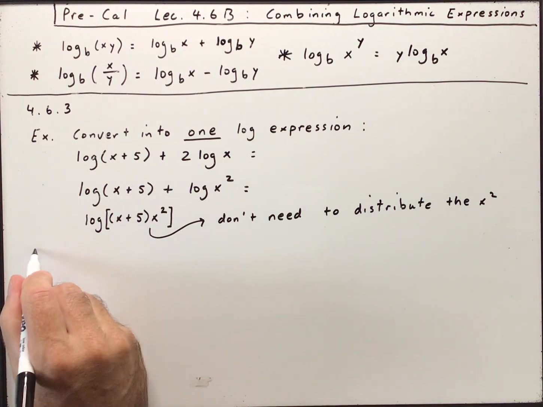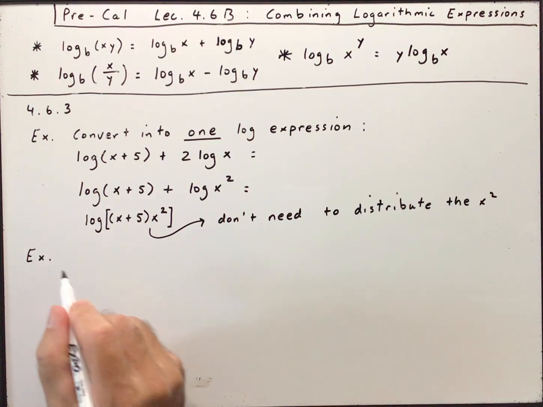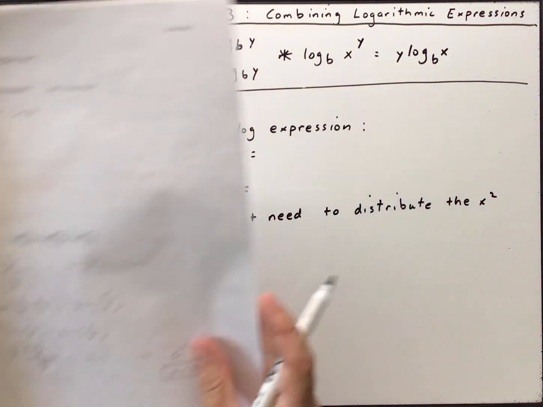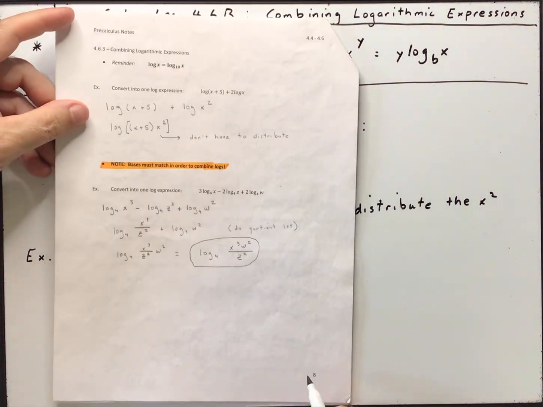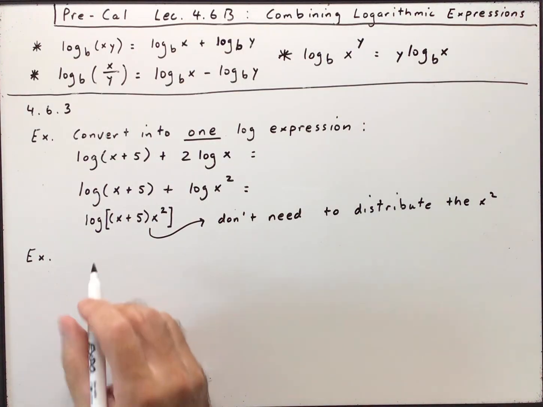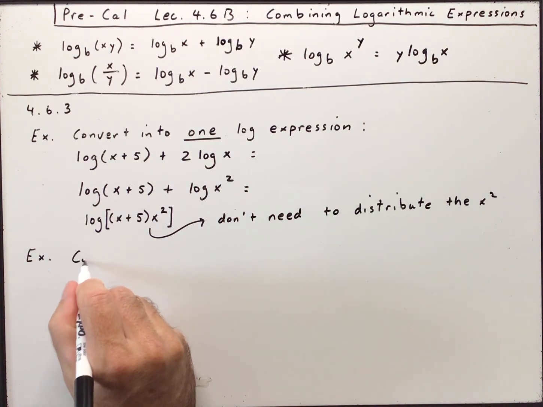All right, our next example, the second one on page 8. All right, and I said at the beginning we're starting on page 9. I apologize for that. We're actually starting on page 8. Okay, so apologize if that was confusing. We want to convert into one expression.